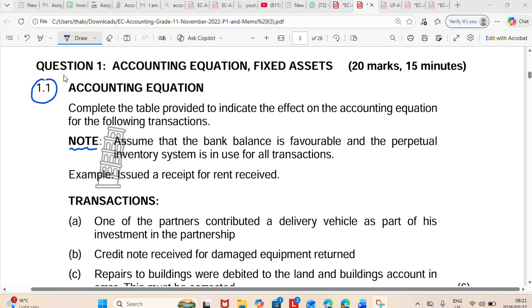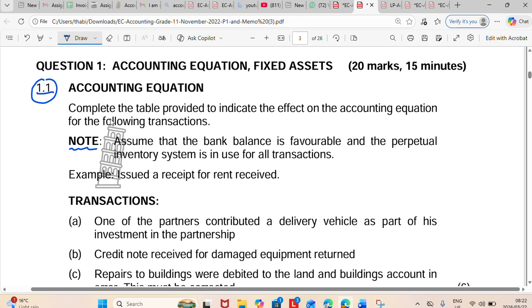So here's question 1, guys, where we need to do the accounting equation and also fixed assets. But on our side, we're going to only focus on the accounting equation. Then I will upload part 2 of this recording, where I do a practical example of fixed assets. So you definitely need to make sure that you watch that video as well. So 1.1, the accounting equation.